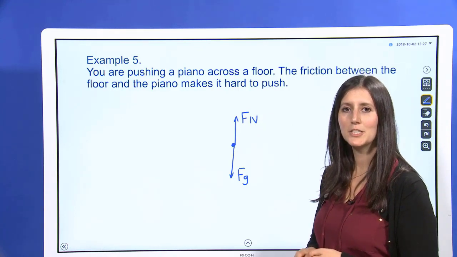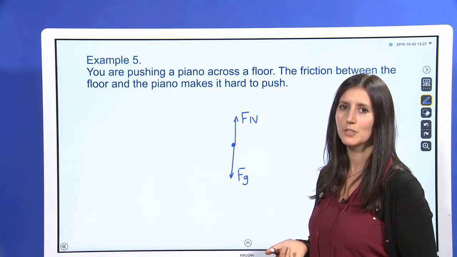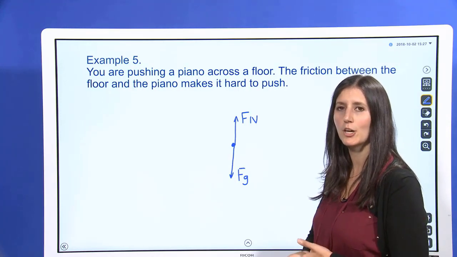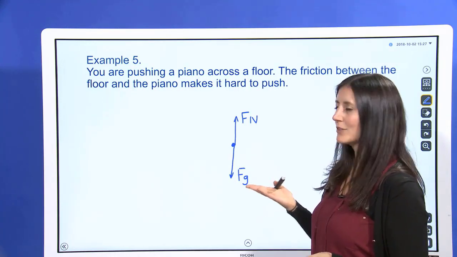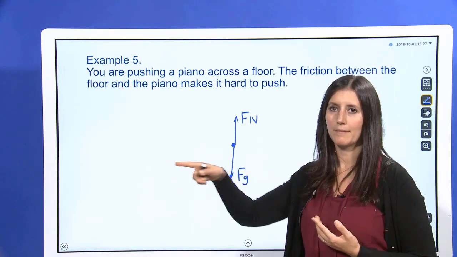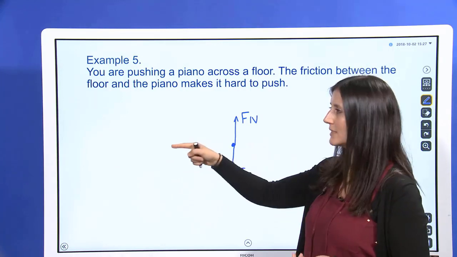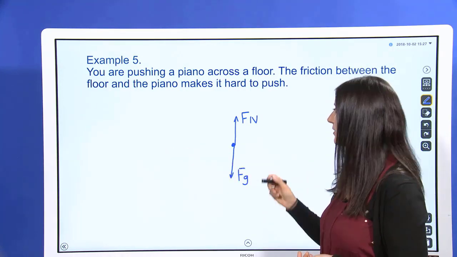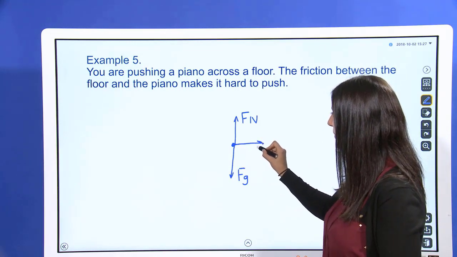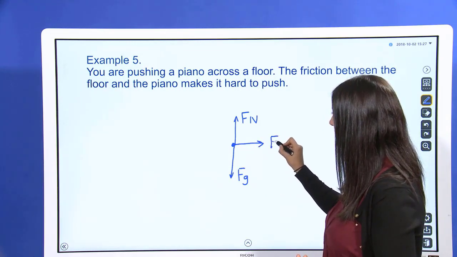Okay, then there's also mention about friction here, so there must be a force of friction in this question. It says the friction between the floor and the piano makes it hard to push. So we don't know which way this piano is moving, but let's assume it's moving this way, okay? So if the piano is moving this way, then the force of friction must be opposing that motion, so it would go the opposite direction. The force of friction.